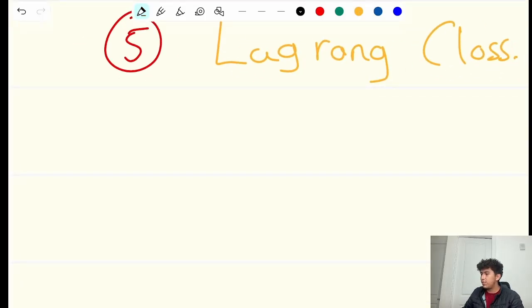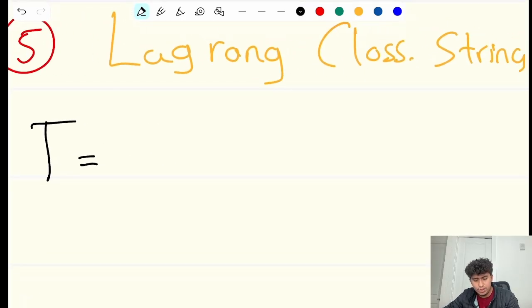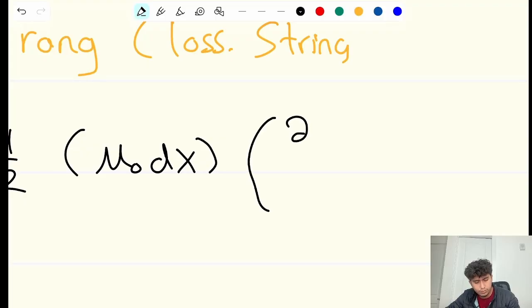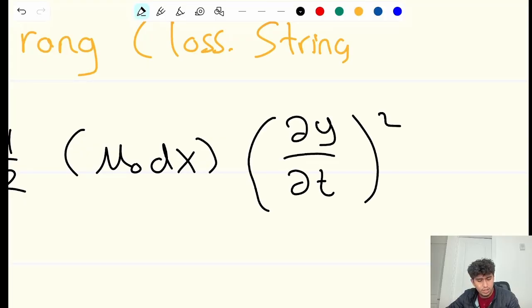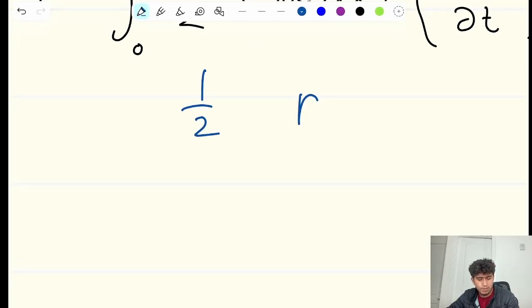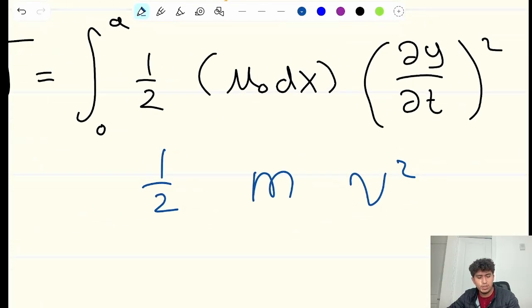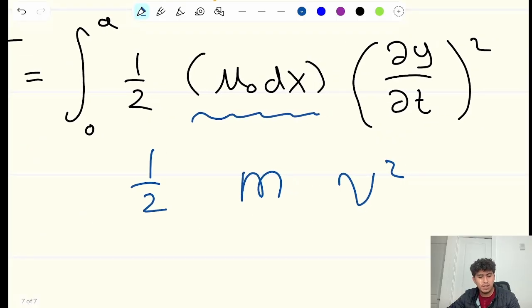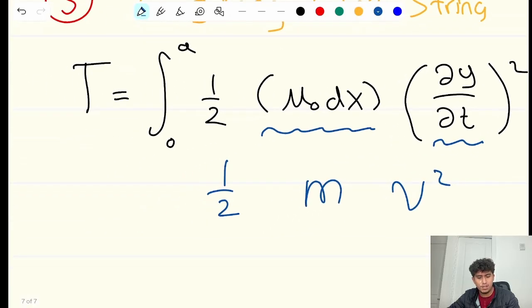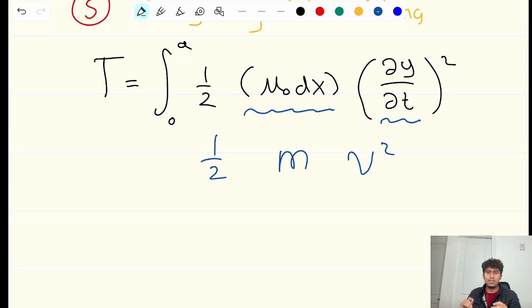Okay, so the kinetic energy is gonna be equal. We're gonna have to integrate. Okay, let me write the formula and let me show you why this makes sense. So you remember the kinetic energy is equal to 1/2 mv squared. So this is the mass for a small segment of the string. This is the speed squared, just written in derivative form, and 1/2. We integrate over all the string, and that's gonna be the whole kinetic energy that the string possesses.